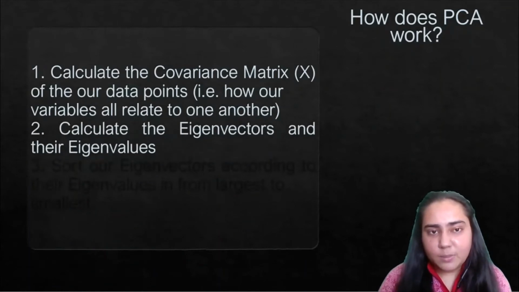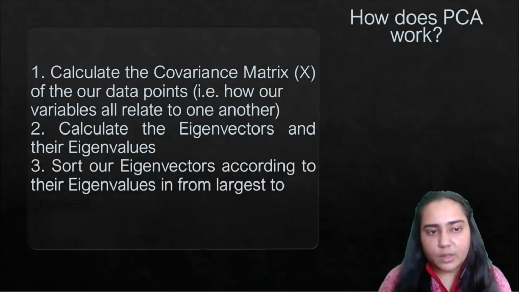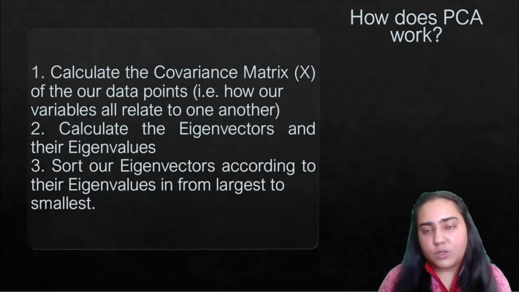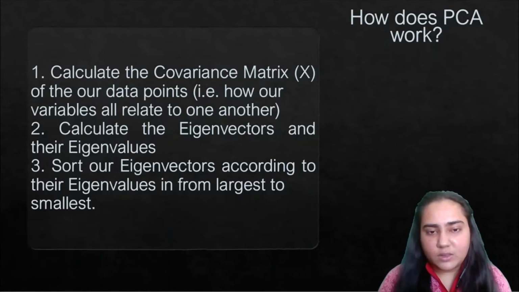So the second step after calculating the covariance matrix is to calculate the eigenvectors and their eigenvalues. Once you've done that, you will sort the eigenvectors according to the eigenvalues from largest to smallest, so in descending order. So 3 steps: covariance matrix, eigenvectors and eigenvalues, and then sort eigenvectors according to eigenvalues from largest to smallest in descending order.